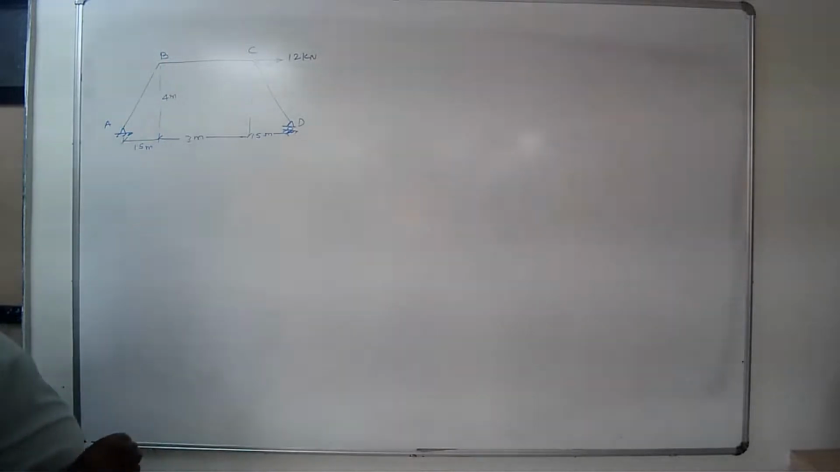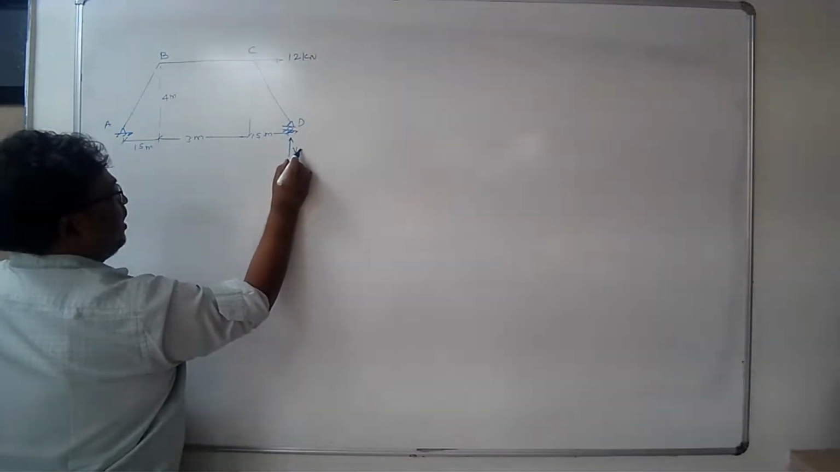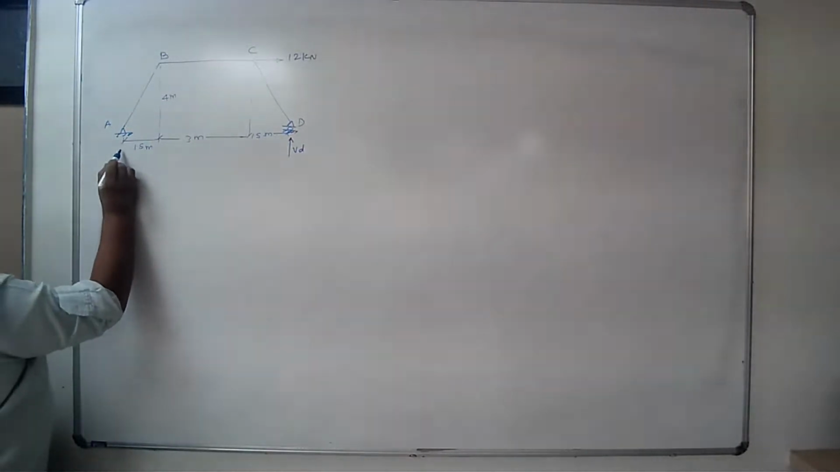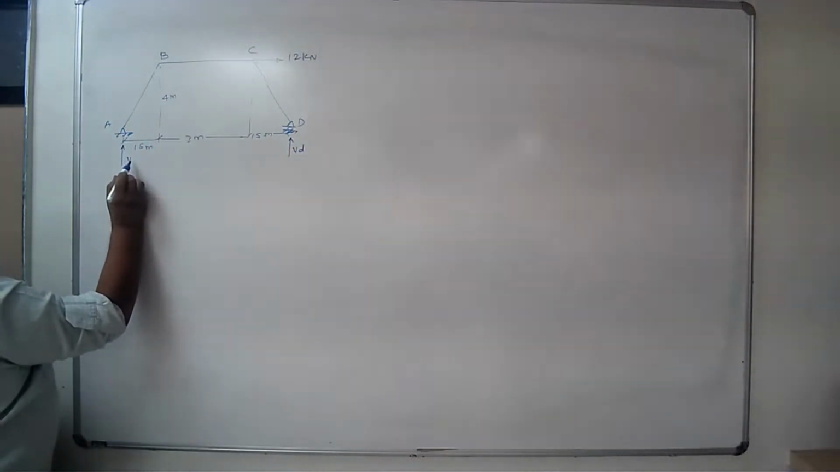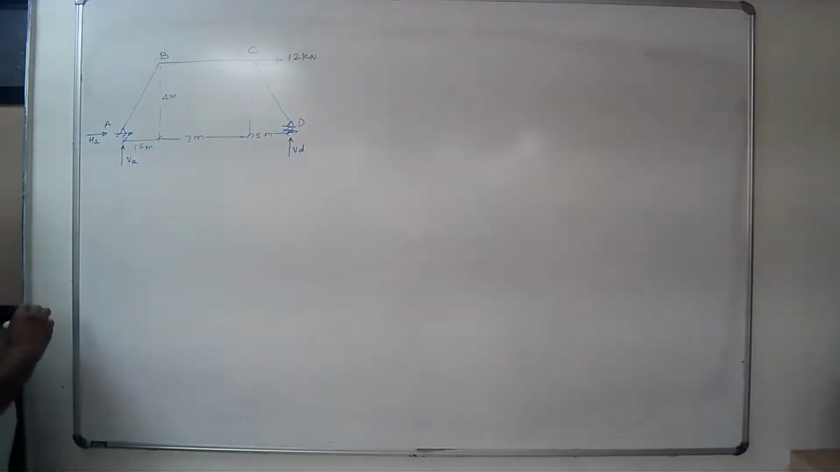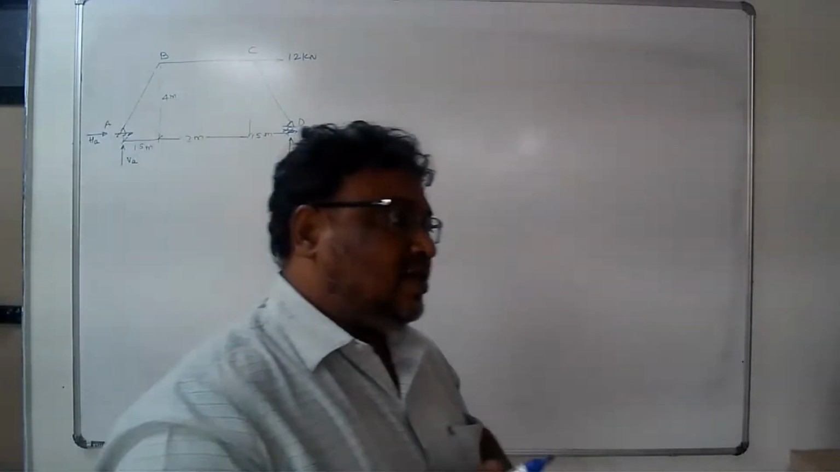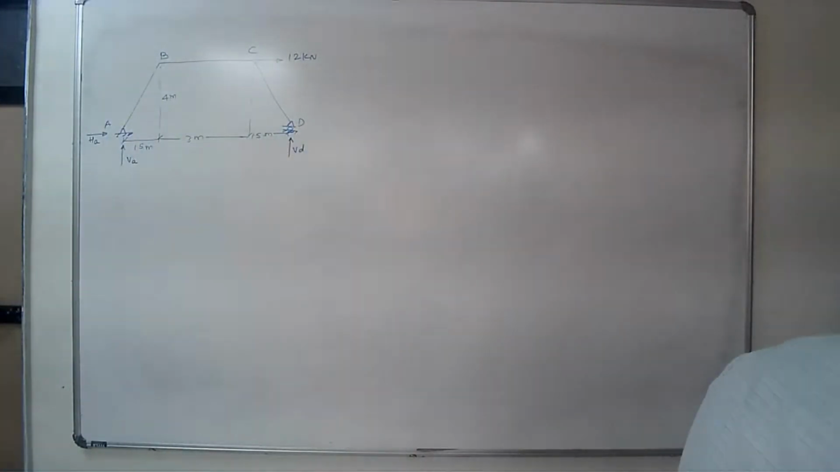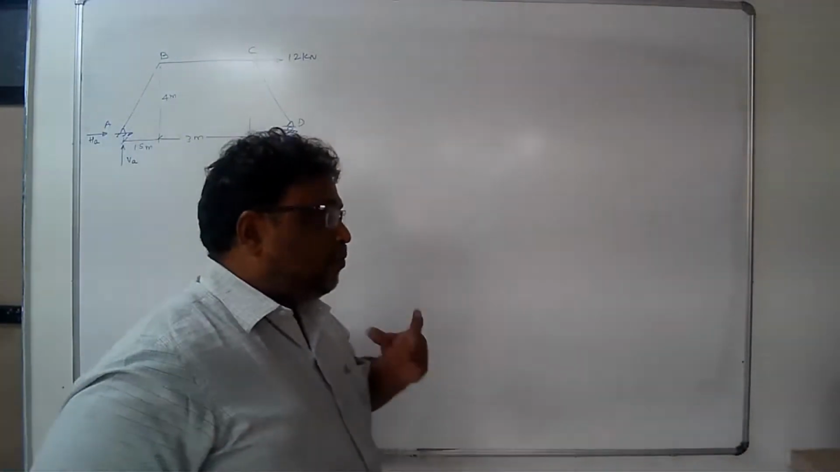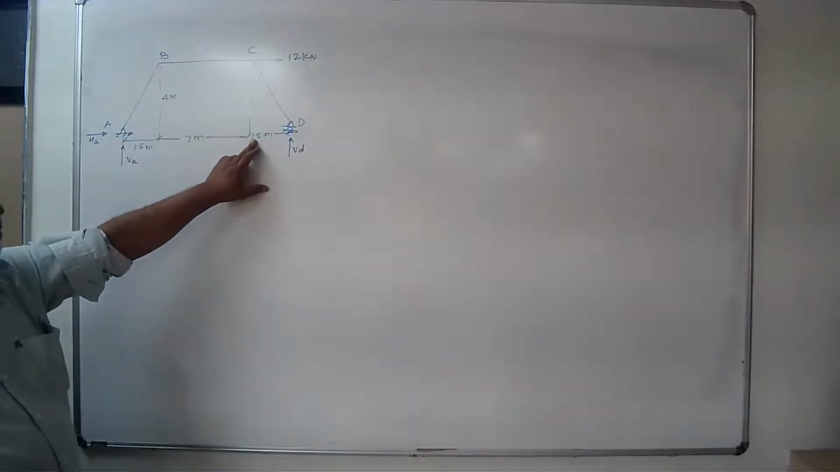What do we do? The very first step is we determine the support reactions. Suppose, as it is a roller, I assume a vertical reaction. It is a hinge, so I assume a vertical reaction at A, and let's say this is the horizontal reaction at A. So how do we determine support reactions? There are three unknowns. The system is externally in equilibrium.